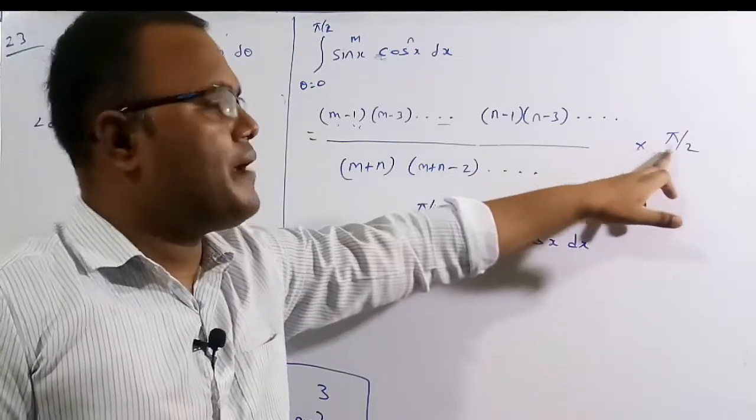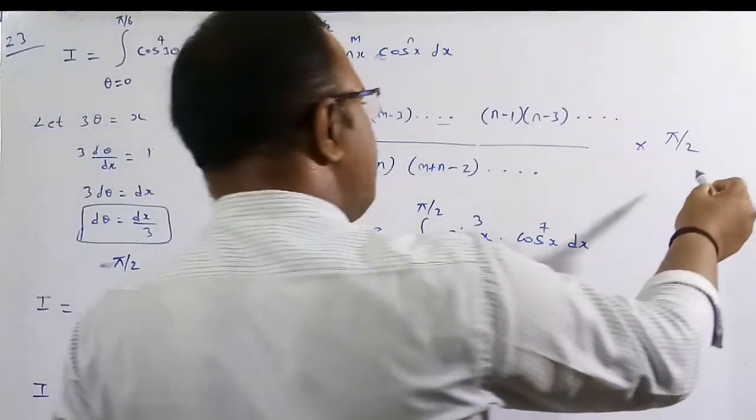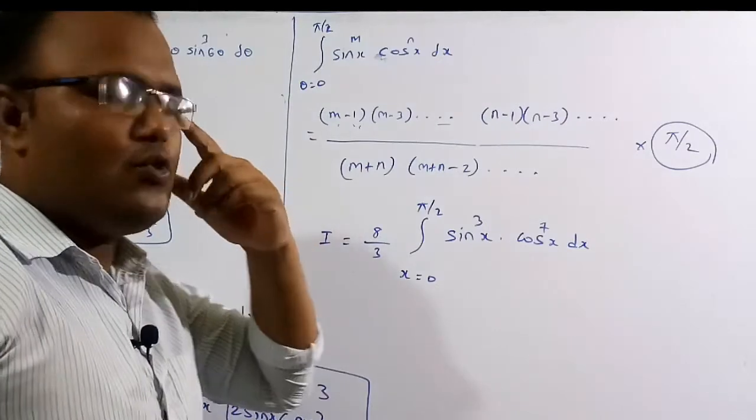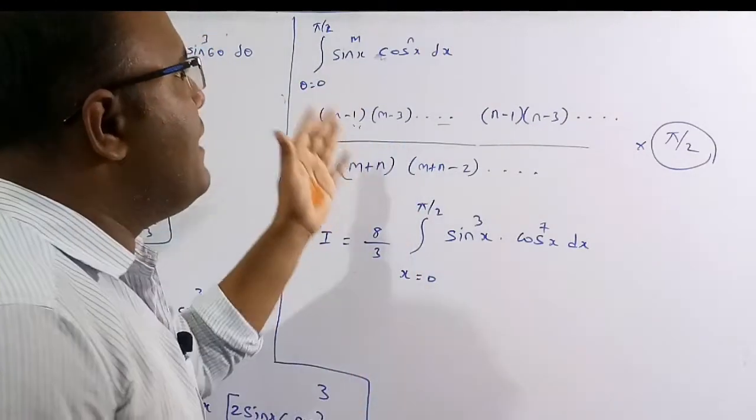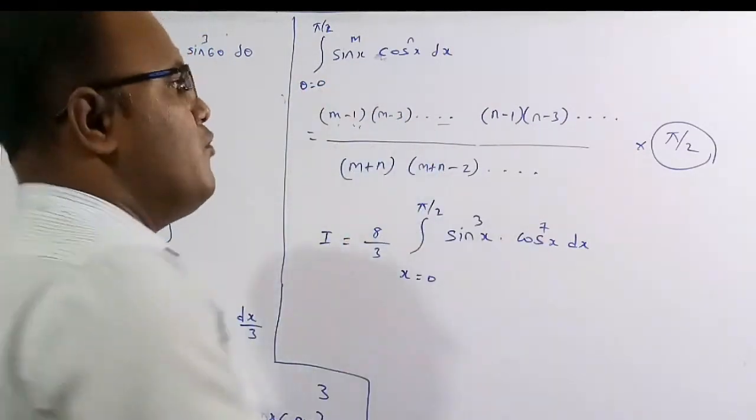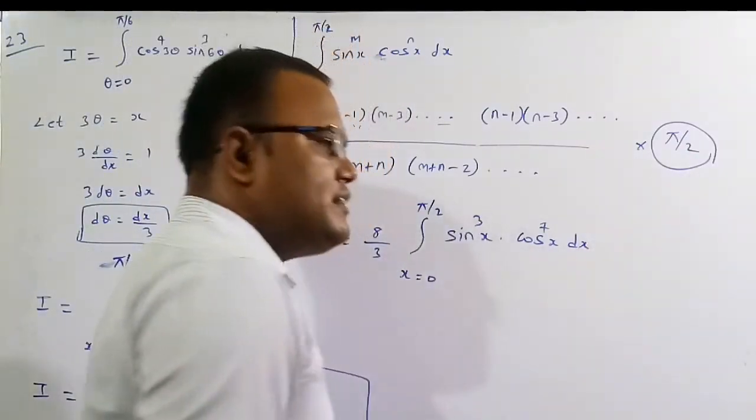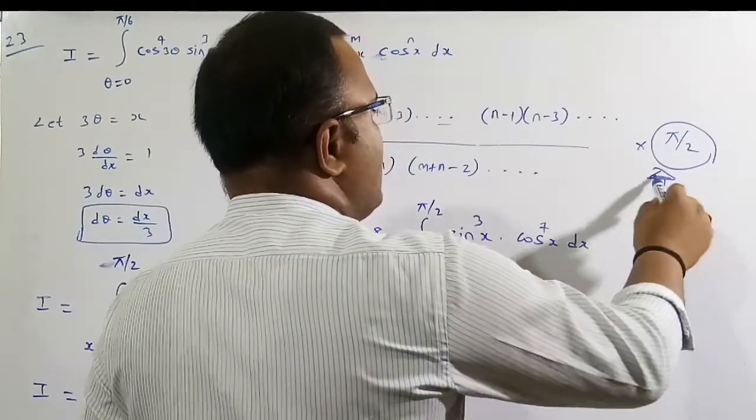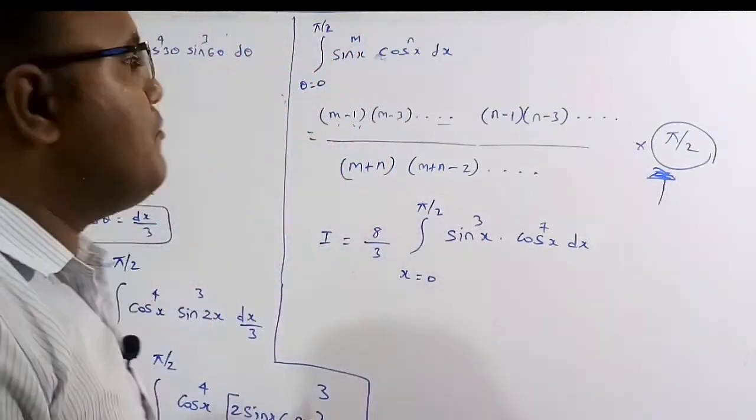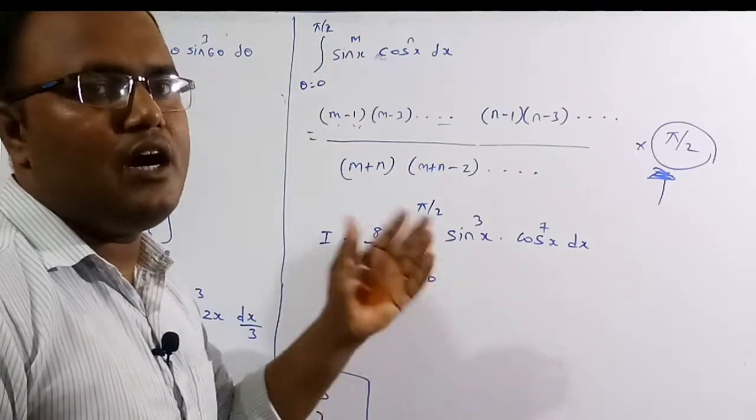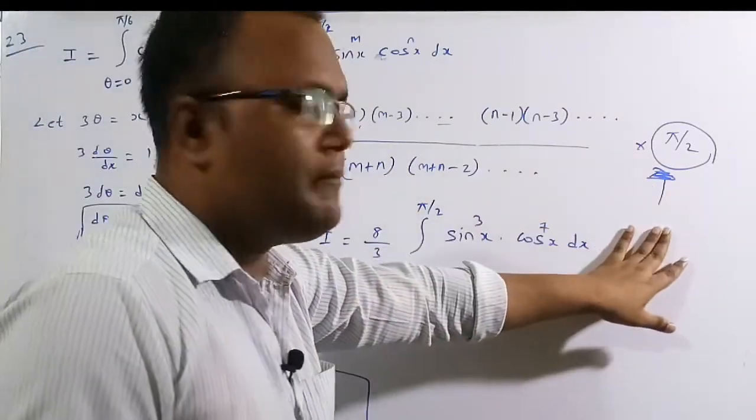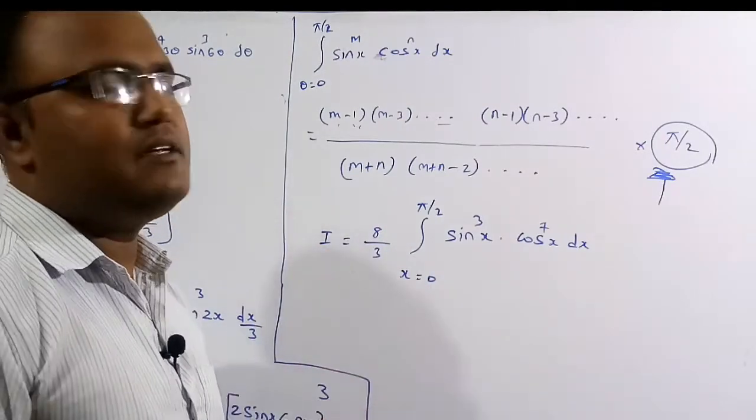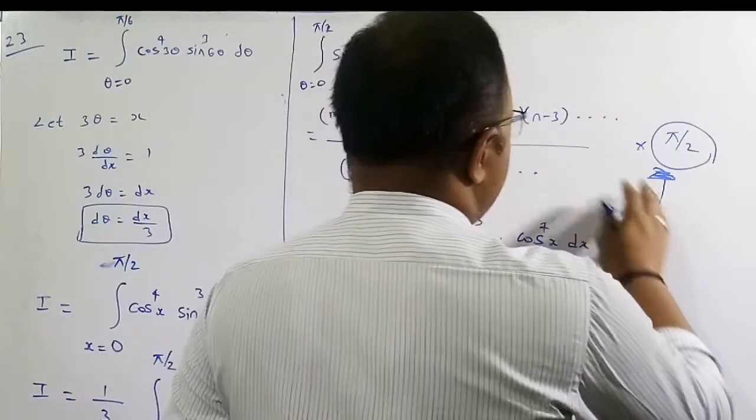And here into pi by 2. We have to do the multiplication of pi by 2 only if m and n are even values. The only condition is, if m and n are even values, then only we have to multiply pi by 2, otherwise we don't have to multiply pi by 2. It is a special condition. If any one of m or n is odd, then we don't have to multiply by pi by 2. If m and n are purely even numbers, then only we have to multiply pi by 2 for this value.